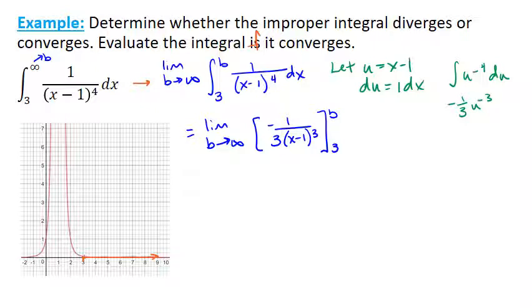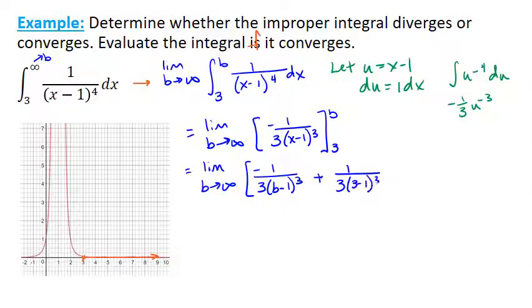Now we just apply the fundamental theorem of calculus, plugging in the upper limit and then subtracting and plugging in the lower limit. I continue to write this limit notation until I apply the limit. So this becomes b minus 1 cubed, and this will become plus, because minus and negative is positive, 1/3 times 3 minus 1 quantity cubed. All right, so moving onward, just going to simplify this a little bit.